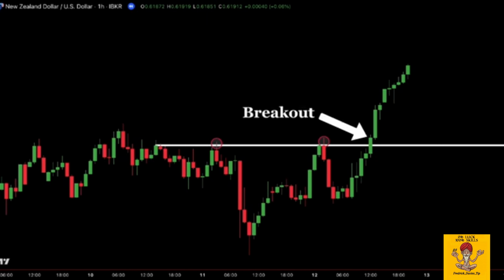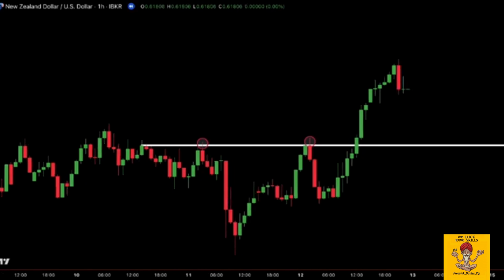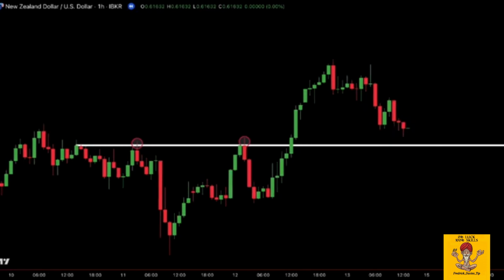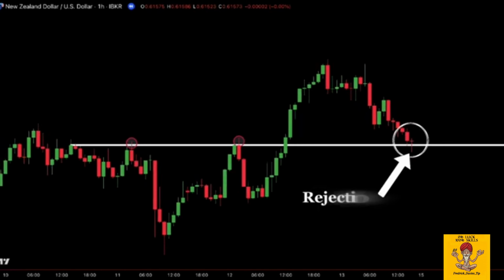Price breaks above a strong resistance level, signaling potential bullish momentum. Instead of entering immediately, you wait for price to pull back and retest that same level as new support. If price rejects the level, that's your confirmation to enter a buy trade.